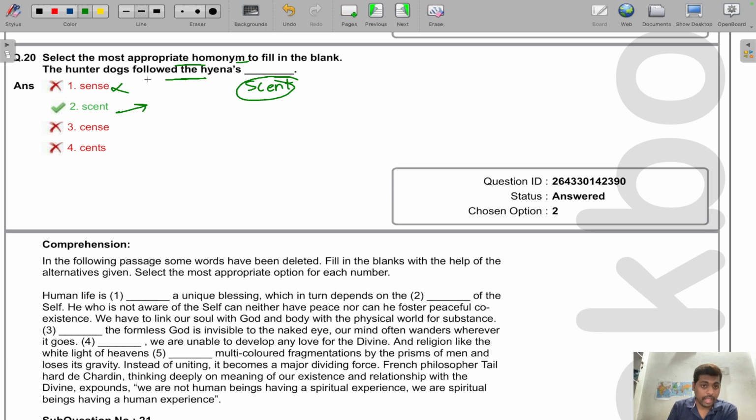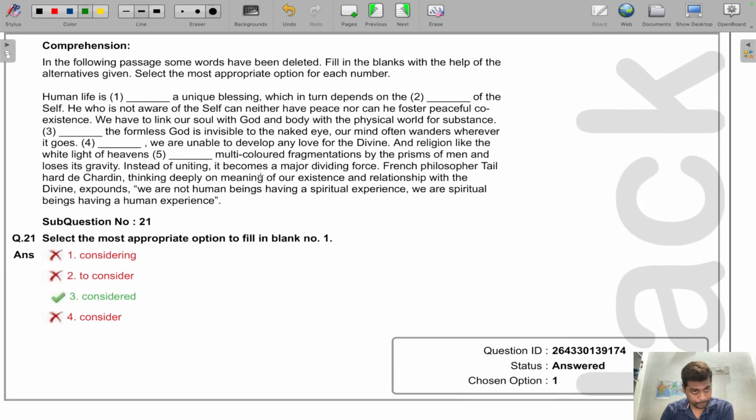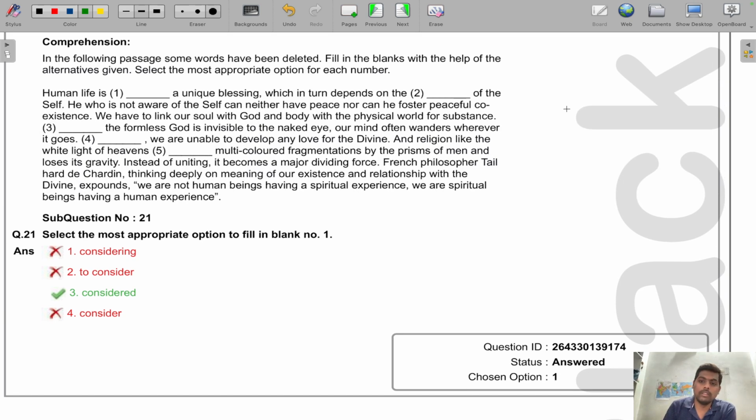So the dogs followed the hyena's scent actually. Sense is not possible, and sense is also not possible. Now this is the puzzle, I mean, what to say, cloze test, guys. This one you will get 5 questions, so you can solve the questions very easily.